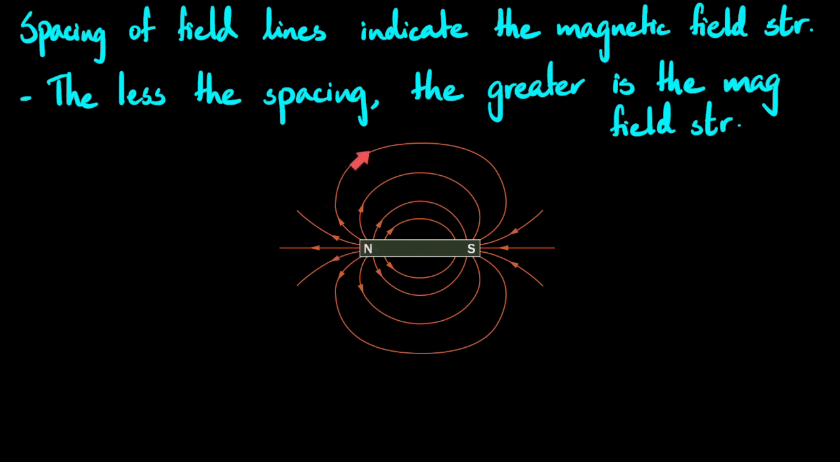And again, as we can see, the magnetic field lines are north to south. So some field lines are like this, and then others are coming into south, and this is how the field lines are between the poles.